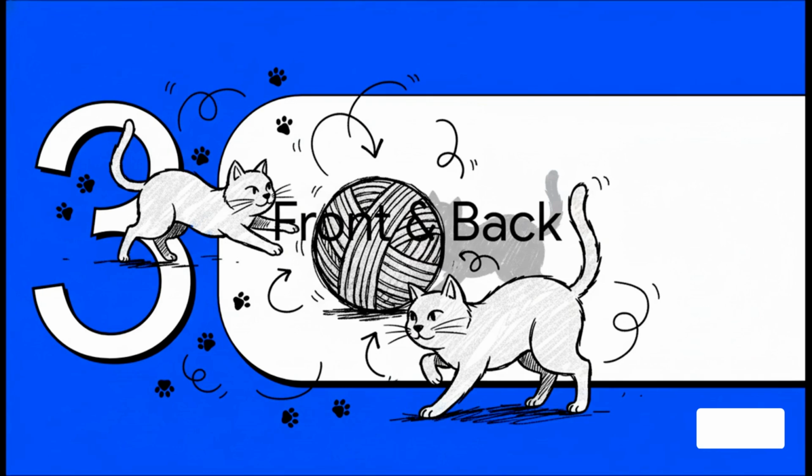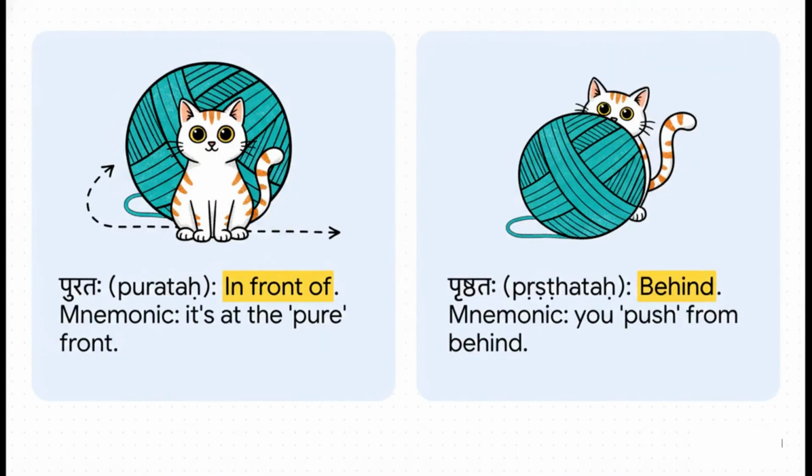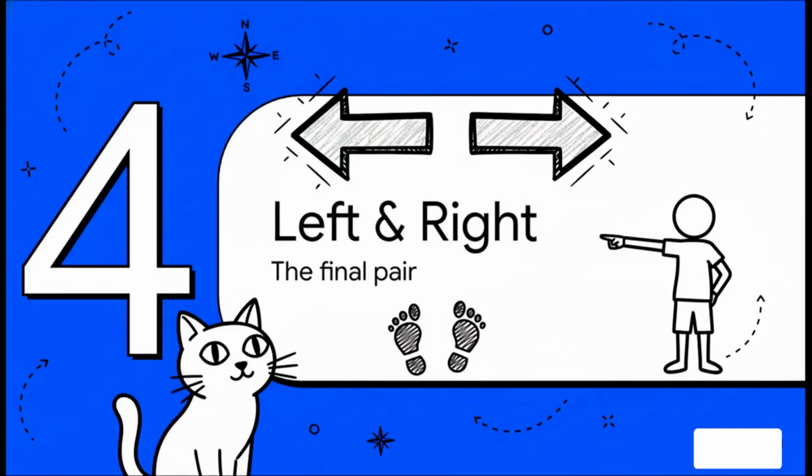Let's move on to our third pair of opposites. Now our cat is playing with a ball, which is going to help us understand the difference between front and back. So the word for in front of is Purataḥ. A little memory trick, just think of it as being at the pure front. And for behind, we've got Pṛṣṭhataḥ. For this one, imagine you always push an object from behind. Purataḥ and Pṛṣṭhataḥ. You're doing great.